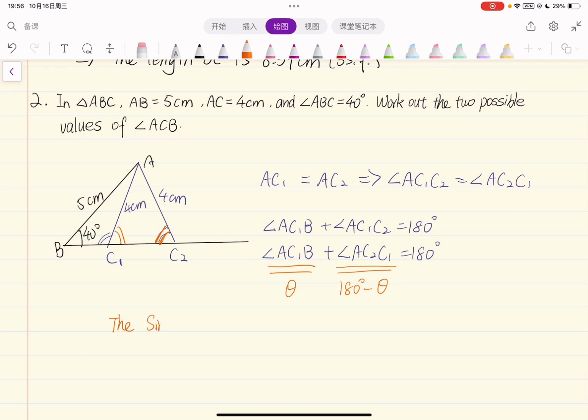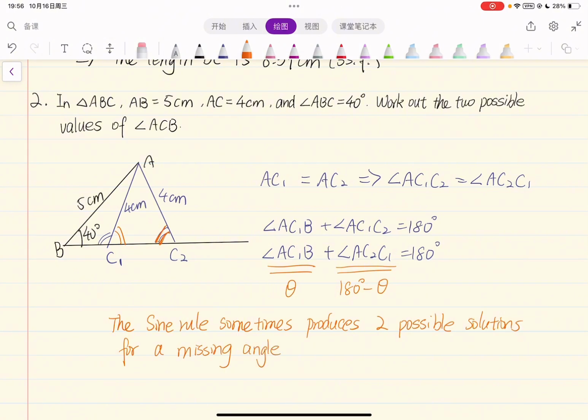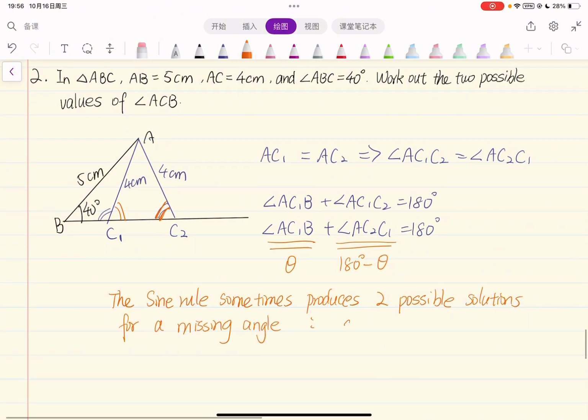The sine rule sometimes produces two possible solutions for a missing angle. So it's really important that you draw the triangle and label it, then you can find that the angle has two values. We can have that sin theta equals sin of 180 degrees minus theta.